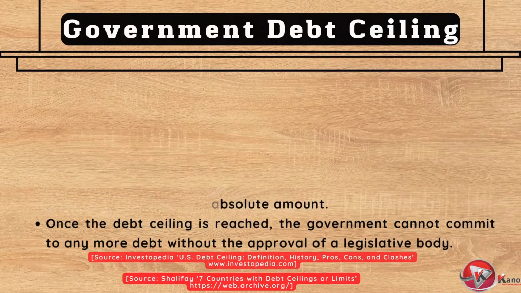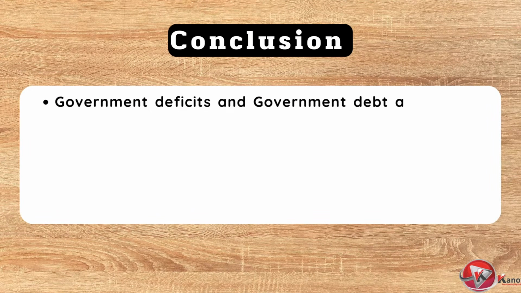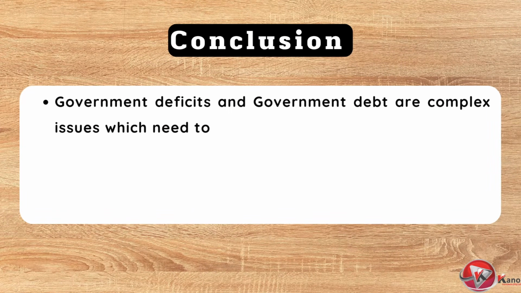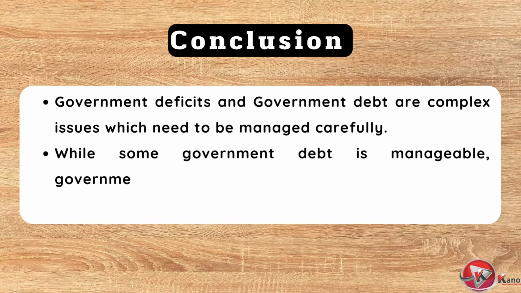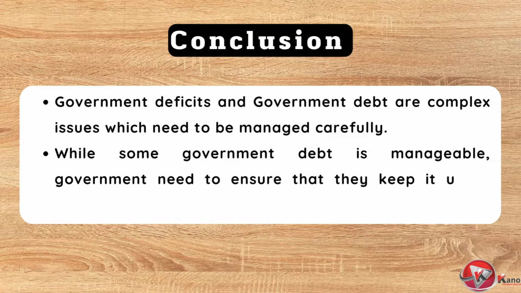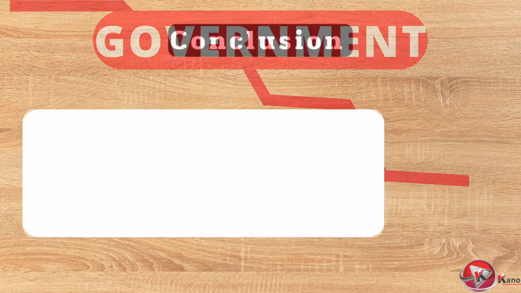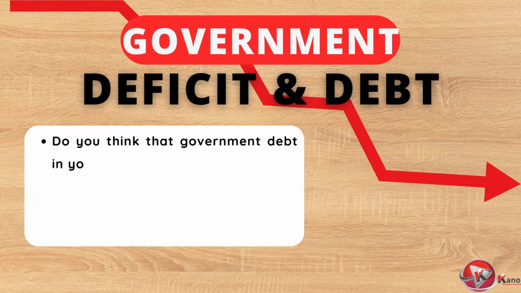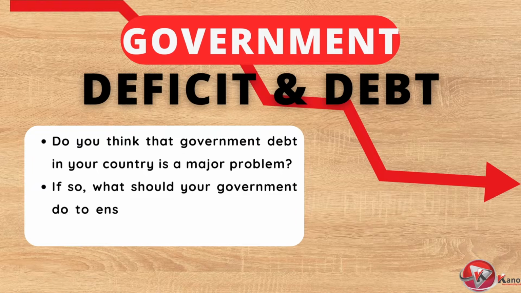In conclusion, government deficits and government debt are complex issues which need to be managed carefully. While some government debt is manageable, governments need to ensure that they keep it under control to ensure long-term economic health. Do you think that government debt in your country is a major problem? And if so, what should your government do to ensure its debt levels do not escalate?